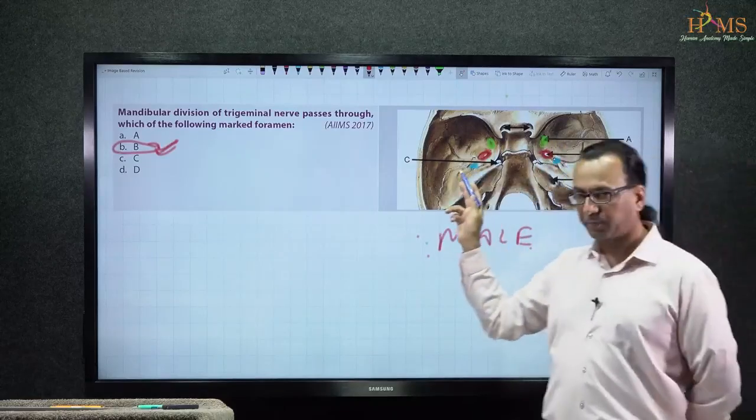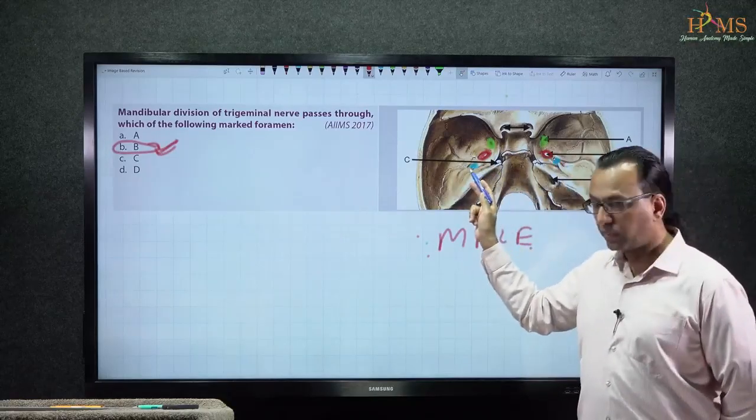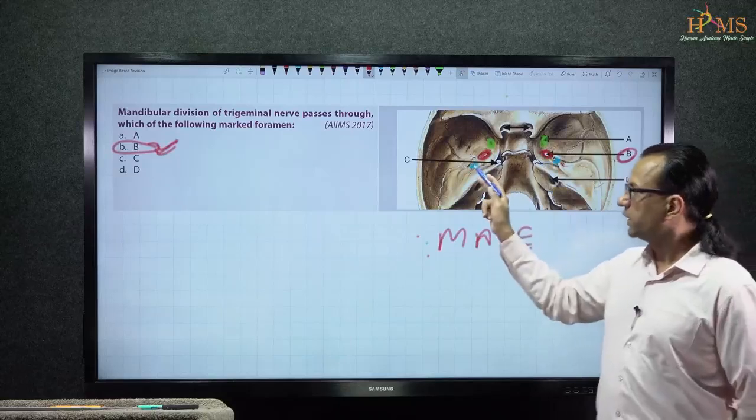Then what is passing through the foramen spinosum? It is the middle meningeal artery. Along with that, a branch of the mandibular nerve called the nervus spinosus passes through the foramen spinosum.